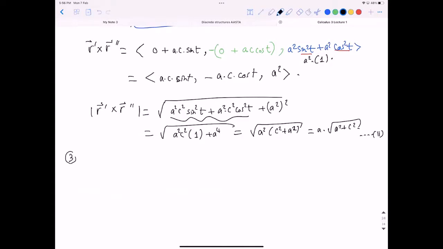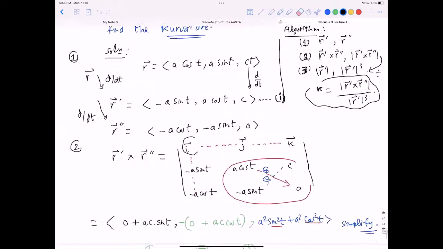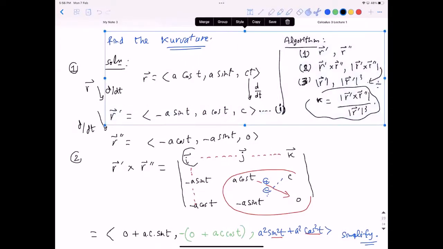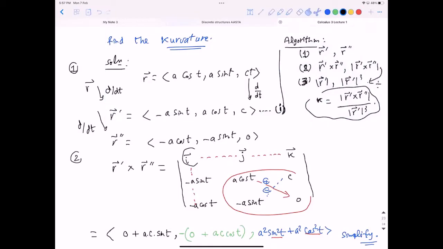Third part is to find the magnitude of R prime at its cube. So what's R prime first of all? R prime is here. So negative A cosine t, negative A sine t, and 0.